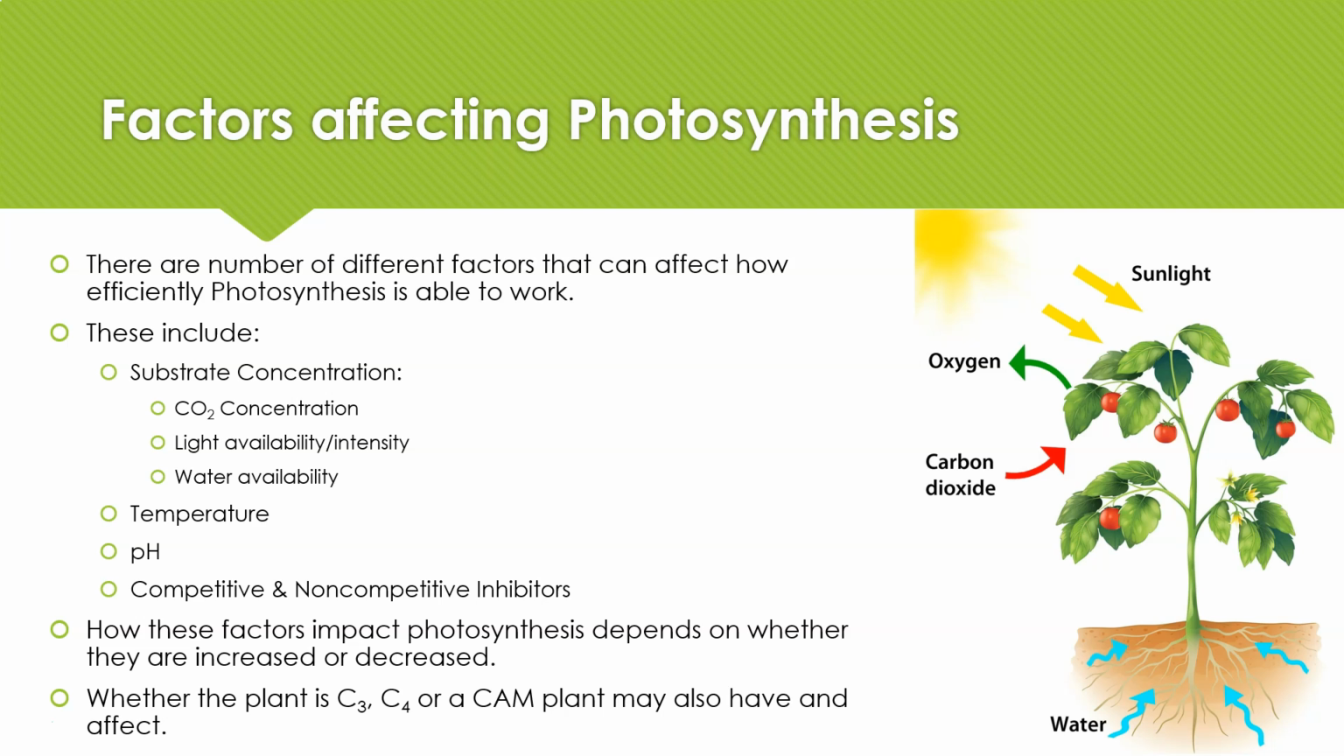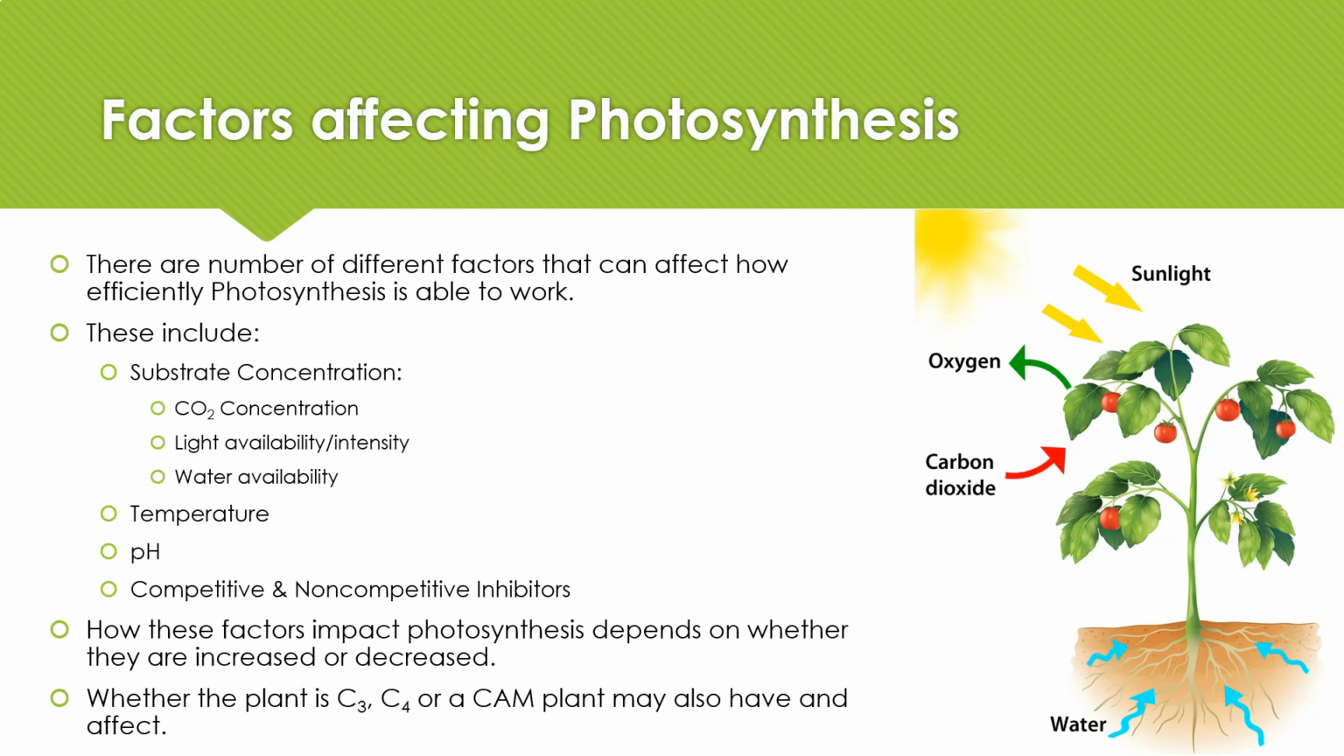Now, lots of different things can have an impact on how quickly photosynthesis can happen and whether or not it's able to happen at all. There's sort of four categories I've grouped these into. You can think of them as substrate concentration factors, temperature, pH, and inhibitor factors. And so under substrate concentration, that could have to do with carbon dioxide concentration, the availability of light and its intensity, or even water availability can have an impact. So those are all the sorts of factors that can actually play a role in impacting whether or not photosynthesis even happens, and then also how quickly it can happen.